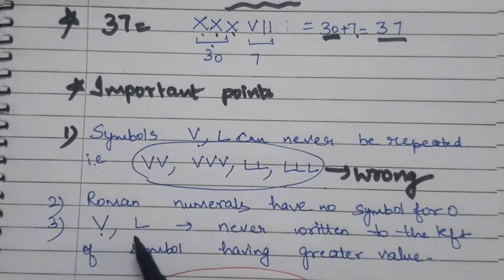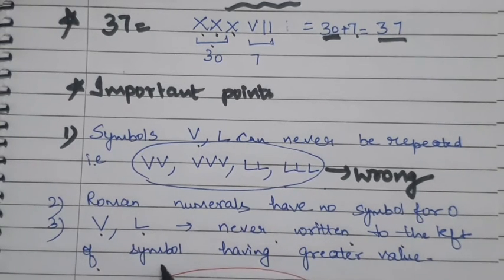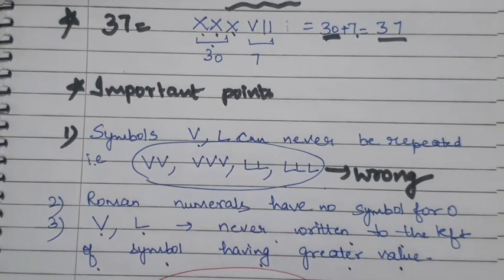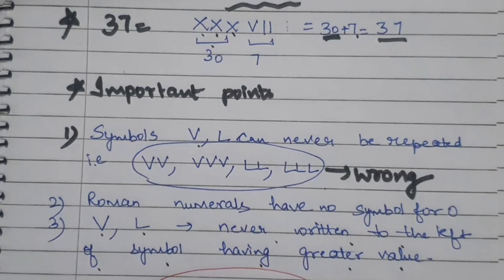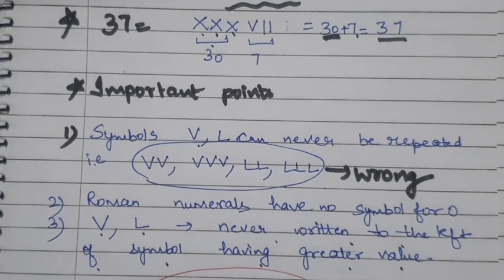Then V and L never written to the left of the symbol having greater value. So it means this is 50, this is 5. So 5 can never be written to the left of the symbol which is having greater value. So these all Roman numerals are wrong. Clear? I hope Roman numerals is clear to all of you now.